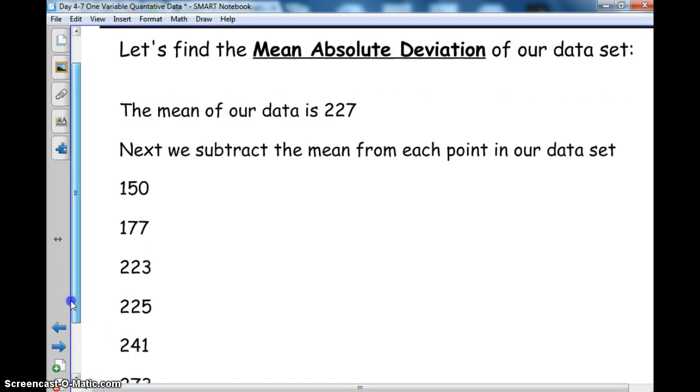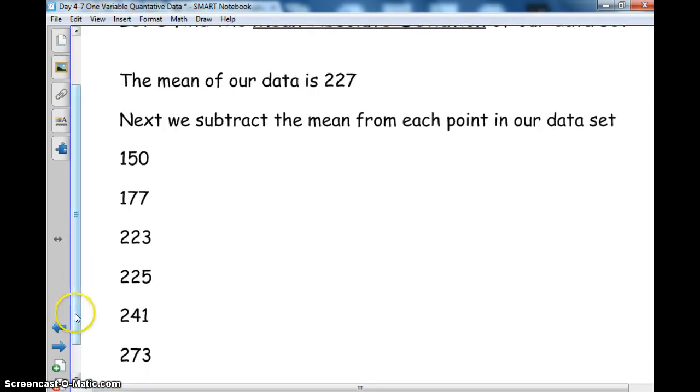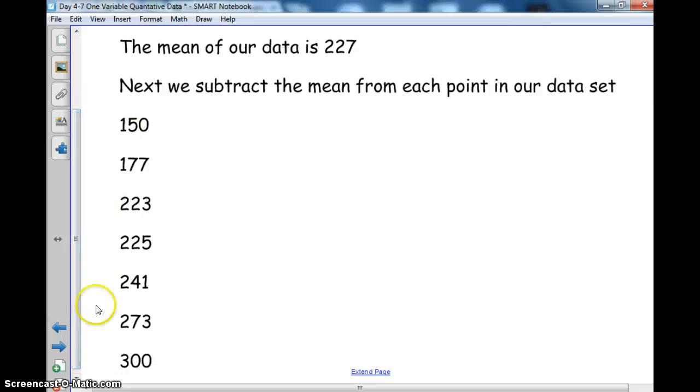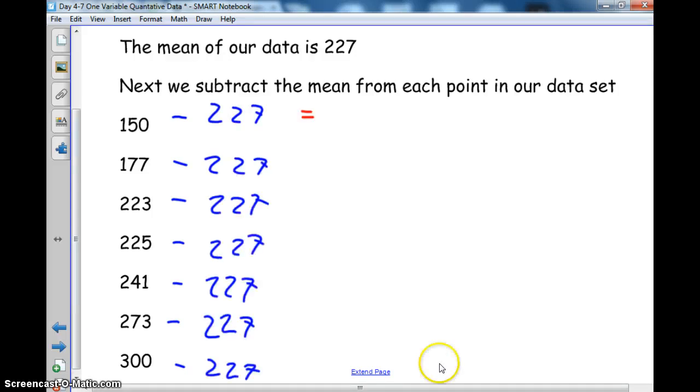All right, so the first thing that I like to do is write all of my data points in a vertical column. Then we're going to figure out how far each of those points is from the mean. So I'm going to take each point and subtract 227. You can see that we have written each data point subtracting 227.